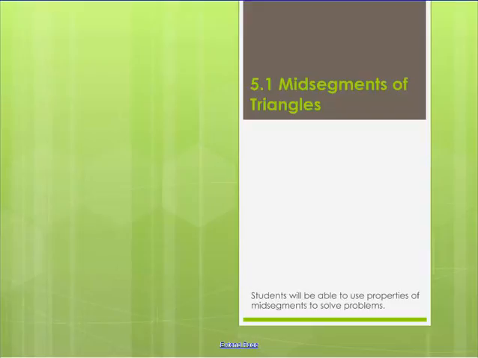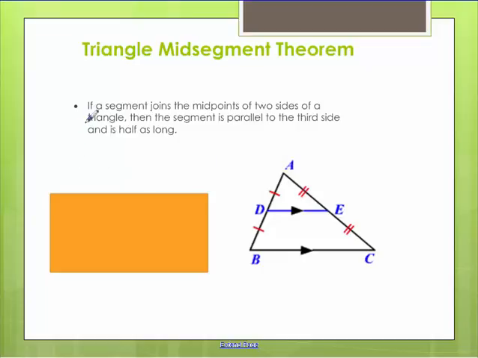This video is going to talk about mid-segments of triangles. A mid-segment is a segment that joins two midpoints of two sides of a triangle. So take a look here. AB has a midpoint of D and AC has a midpoint of E. So if you connect those two, DE becomes a mid-segment.